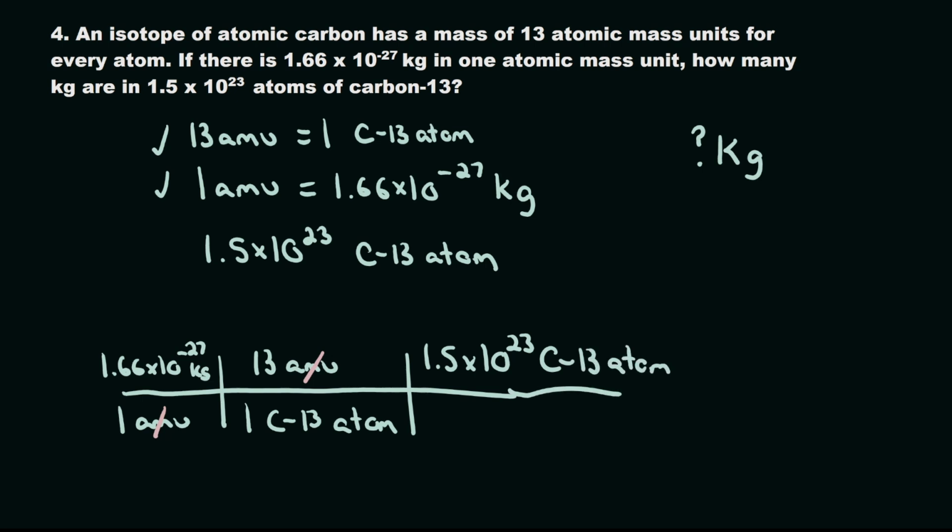And so when you actually go through and multiply this out on top and divide it by 1 on the bottom, you will see that there's around 0.0032 kilograms in this amount of C13 atoms.